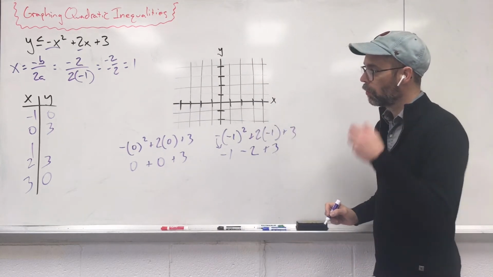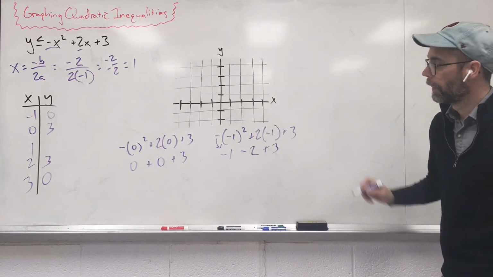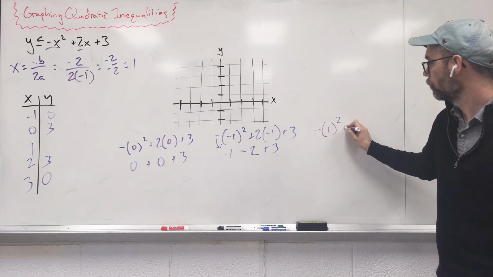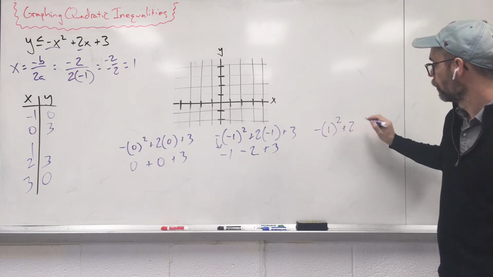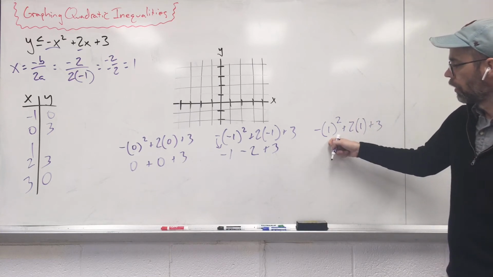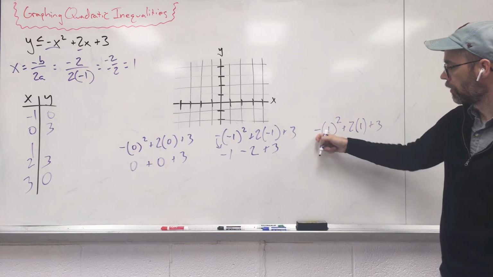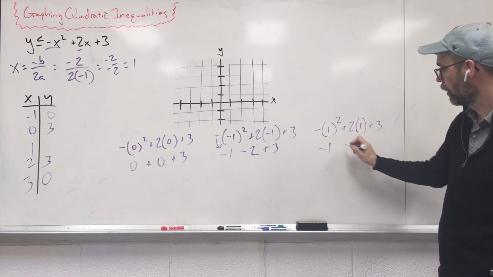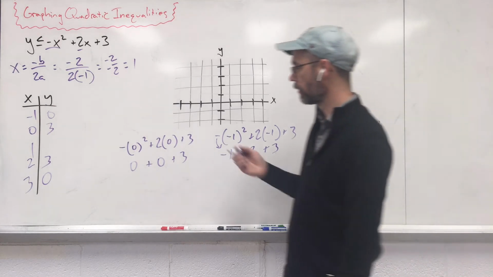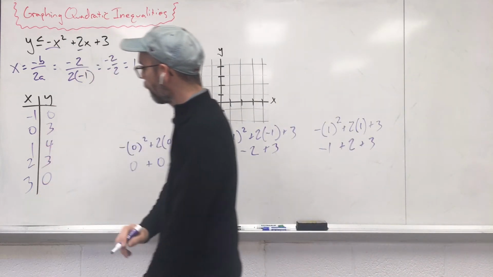And let's just plug in the 1. So we have negative 1 squared, plus 2 times 1, plus 3. Positive 1, then times the negative, giving us negative 1, plus 2 plus 3, so 5 minus 1 gives us 4. Okay, we have our 5 coordinates.